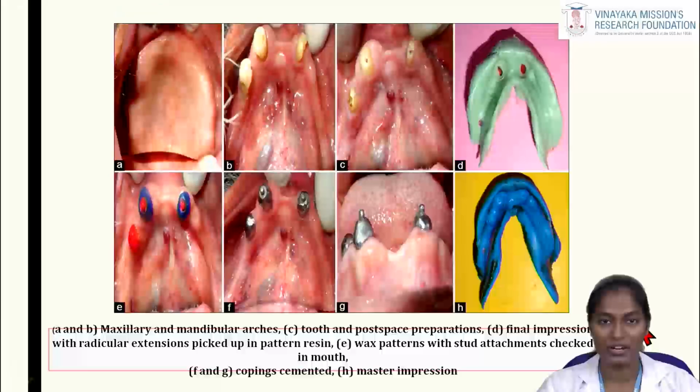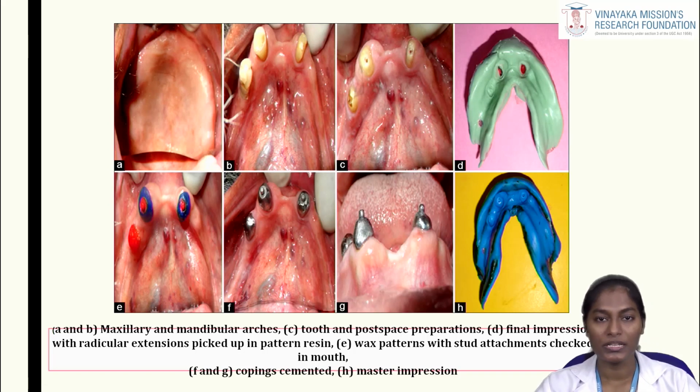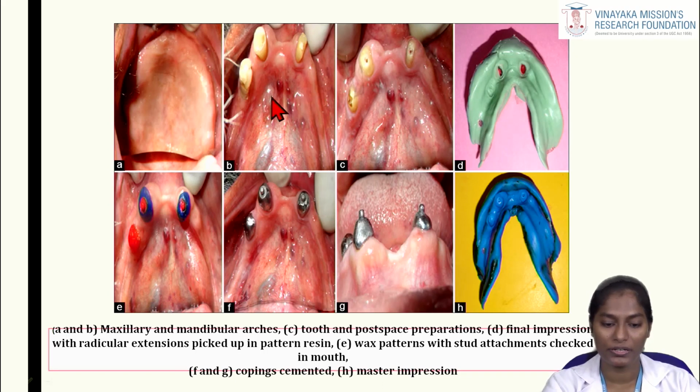So this is a case scenario: a completely edentulous maxillary arch and a few retained mandibular teeth. This is the tripodal configuration where 3 teeth have been retained. So these 3 teeth have been endodontically treated, and then the post space is prepared. This post space has been recorded in the impression, border molding is done, and a secondary impression is made.